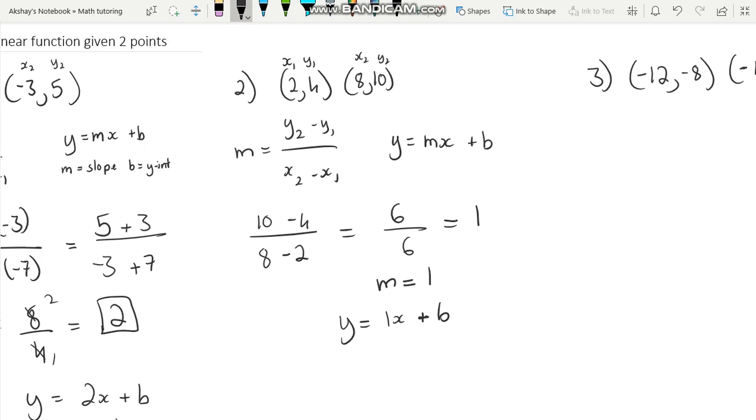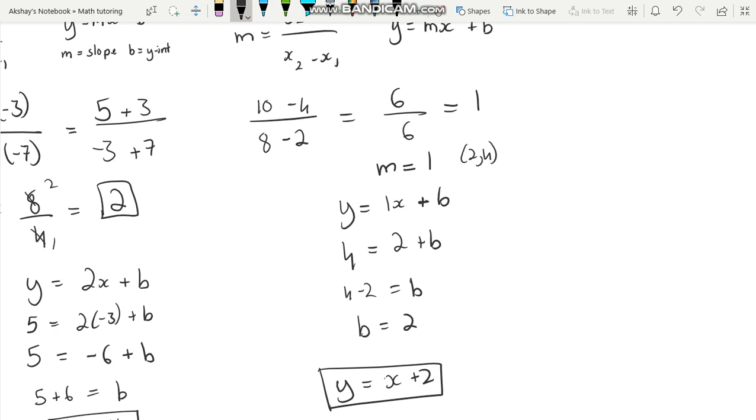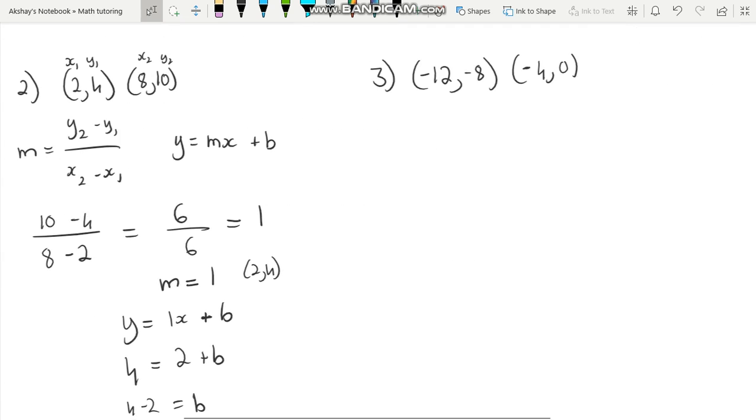Now I can take my point (2, 4). x is equal to 2, y is equal to 4. So y is 4, x is 2 plus b. Isolate my b, of course. I have b is equal to 4 minus 2. I have b is equal to 2. Of course, I have my answer, y is equal to x plus 2. And that's my equation for my linear function, given those 2 points.